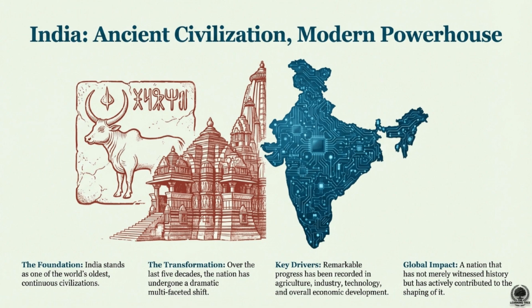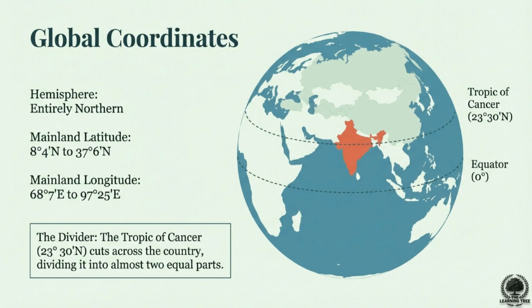To understand how such development became possible, it is essential to examine India's geographical location. India lies entirely in the northern hemisphere, which affects its climate and seasons. The mainland of India extends latitudinally from 8 degrees 4 minutes north to 37 degrees 6 minutes north. Longitudinally, it stretches from 68 degrees 7 minutes east to 97 degrees 25 minutes east.